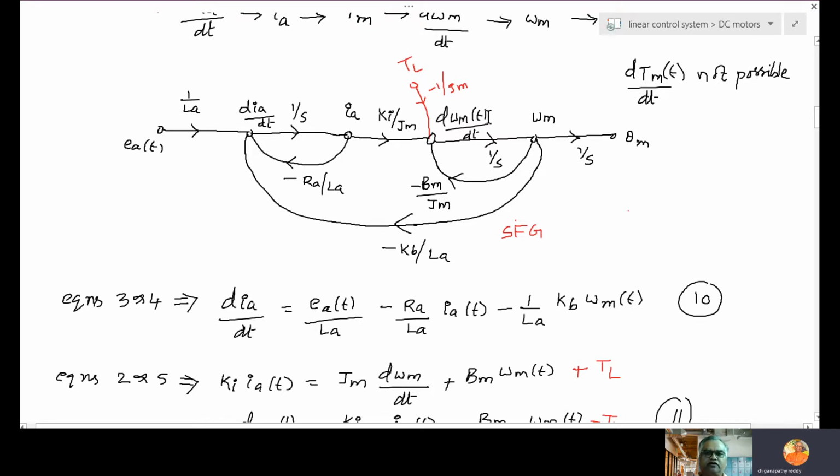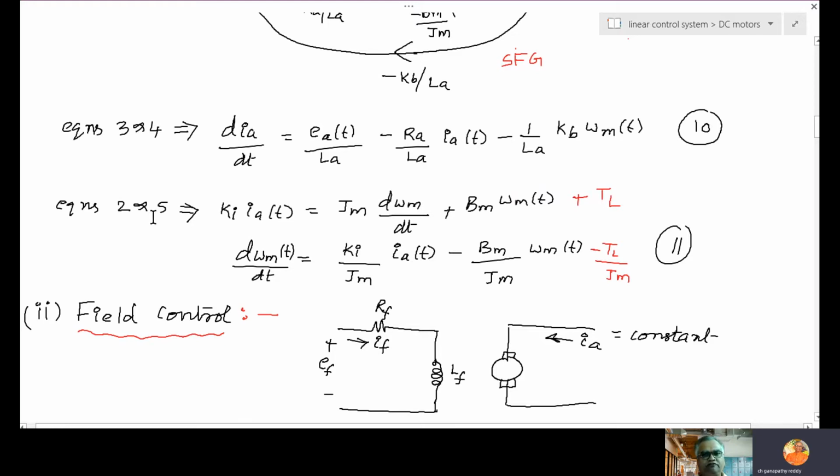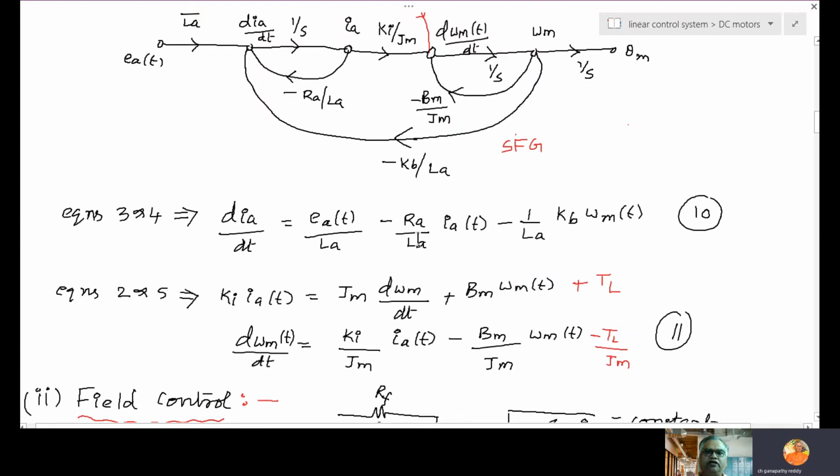That is over. Next, d omega m by dt. So we are getting these things now. So how do you get that one? From equations 2 and 5, derive d omega m by dt. So d omega m by dt is coming as another equation. That is Ki by Jm into Ia, then minus Bm by Jm into omega m. So this output and this output go to the adding point, and we are getting this.